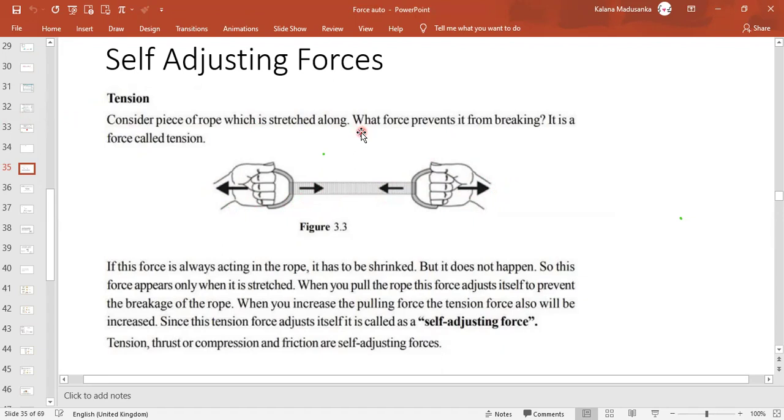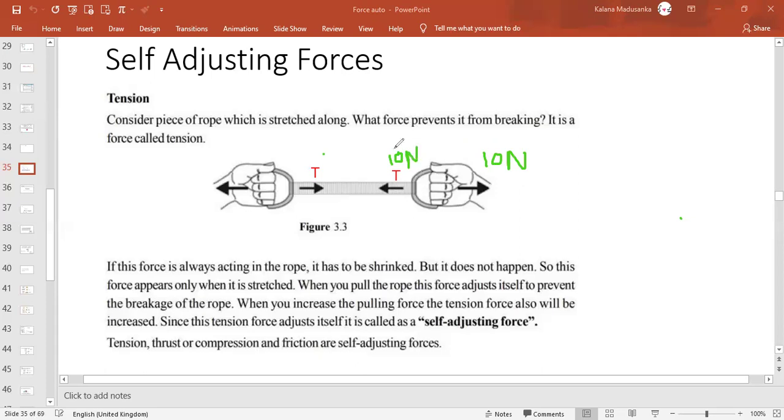If I ask what force prevents it from breaking, it is the force called tension, which basically means this is one tension. These are the two tensions, right? As I told you earlier, there are two tensions acting in the same direction. However, they are similar in value, right? You can see, in this case, if this force is 10 newtons on this side, then this tension is also equal to 10 newtons.